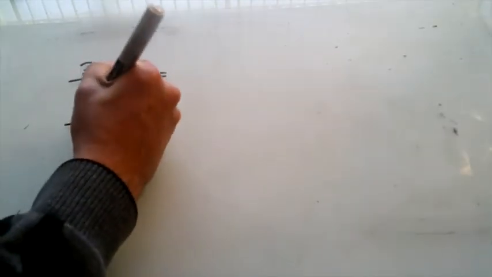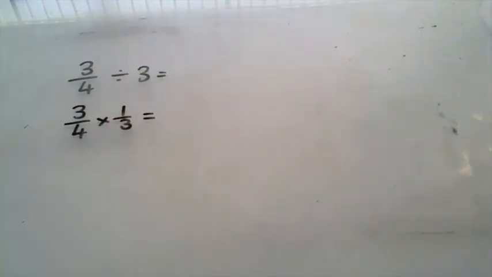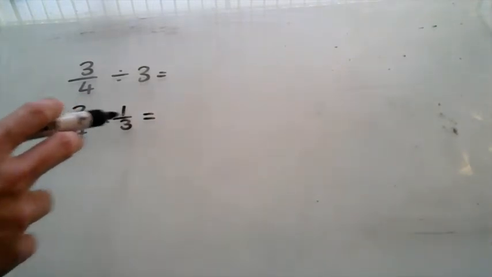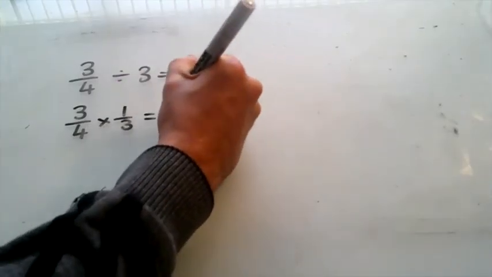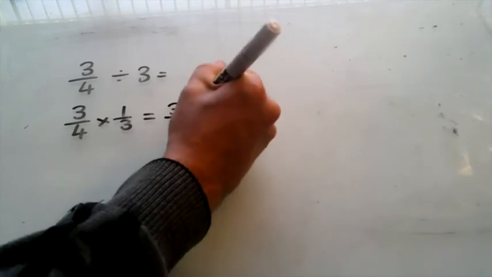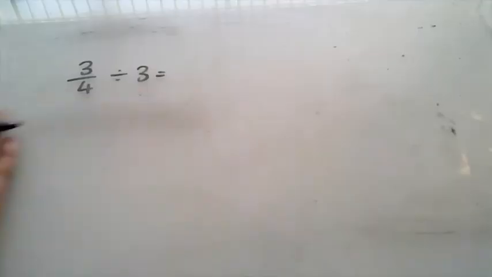Think back to the last video about multiplying fractions. You're in fact doing 3/4 times 1/3, because you're splitting it between 3 people. So you're actually doing 3/4 times 1/3, which would be the numerators times the numerators and the denominators times the denominators, which gives 3/12.